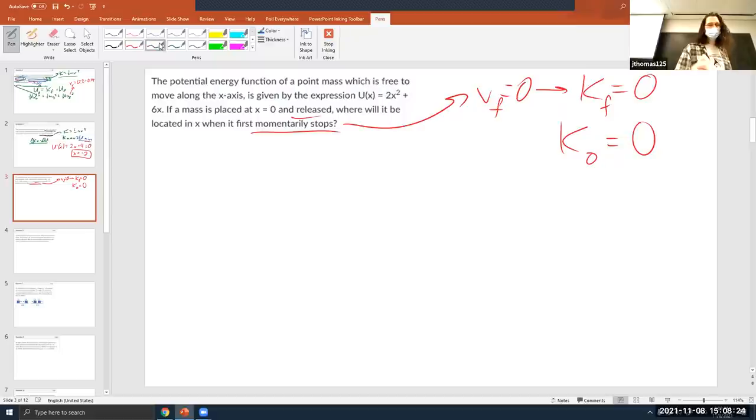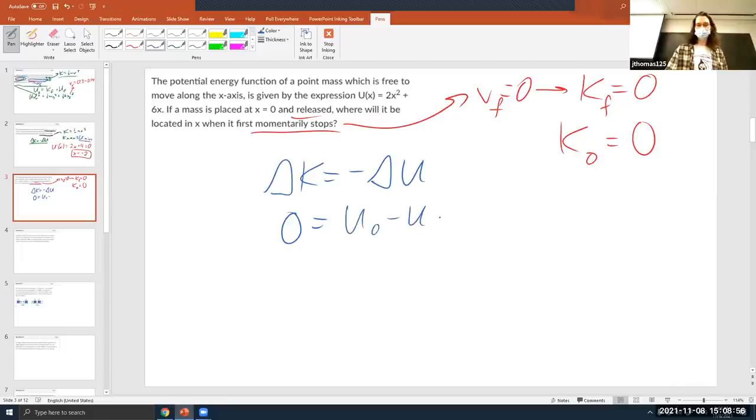Now, without panicking, just think about what this means. We're looking at investigating two points where the kinetic energy is equal to 0. And go back to that relationship we had on the last page. Delta K is equal to the opposite of delta U. Delta K is K final minus K initial. If they're both 0, the left-hand side is going to be 0. On the right-hand side, we have the opposite of delta U, which is the opposite of U final minus U initial, which is U initial minus U final.